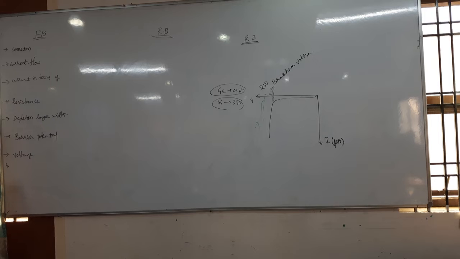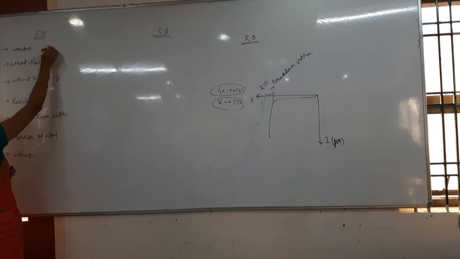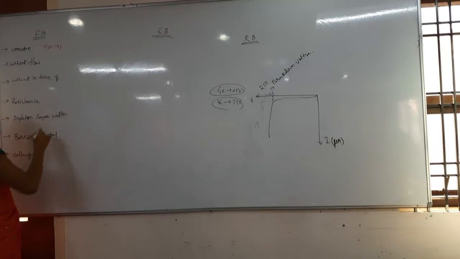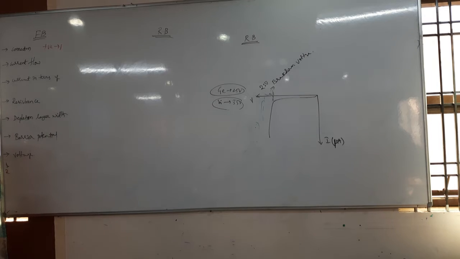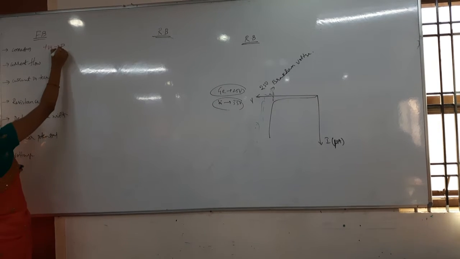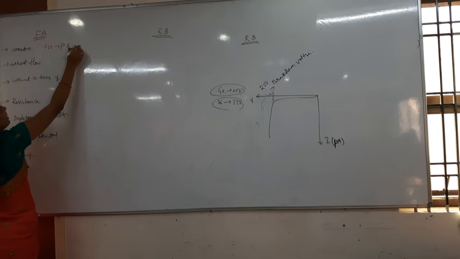Right? Connection in forward bias, which connection will be there? What is the connection of forward bias? Positive terminal to P and negative terminal to N.